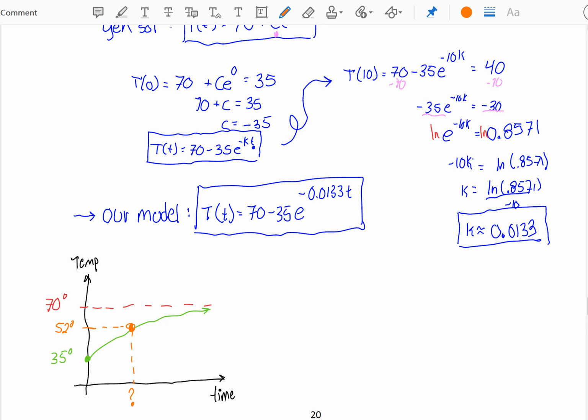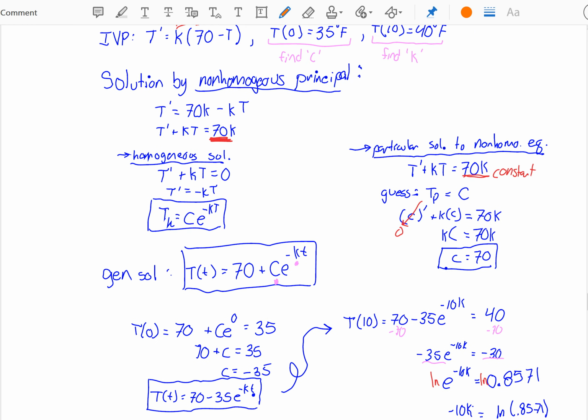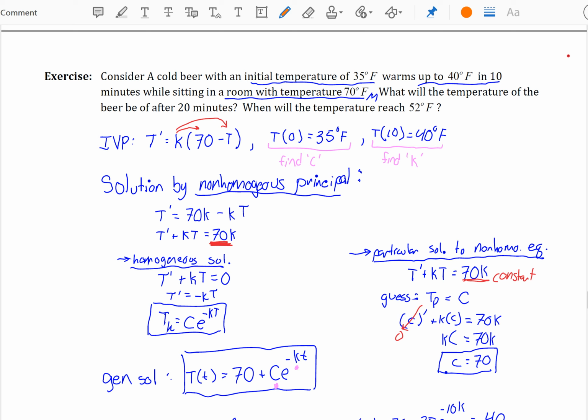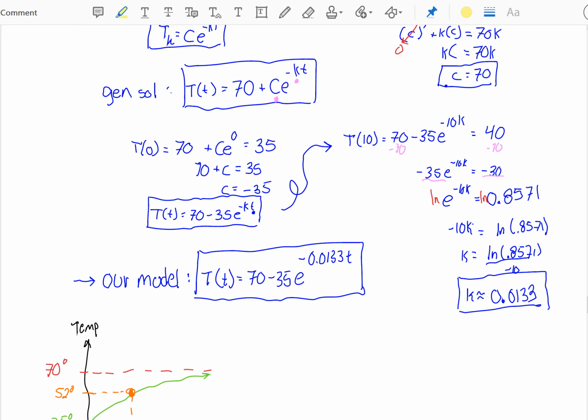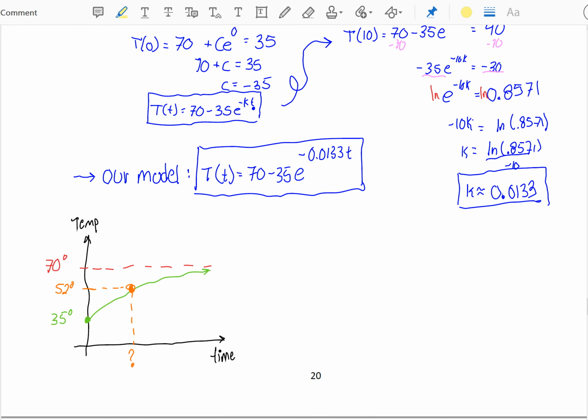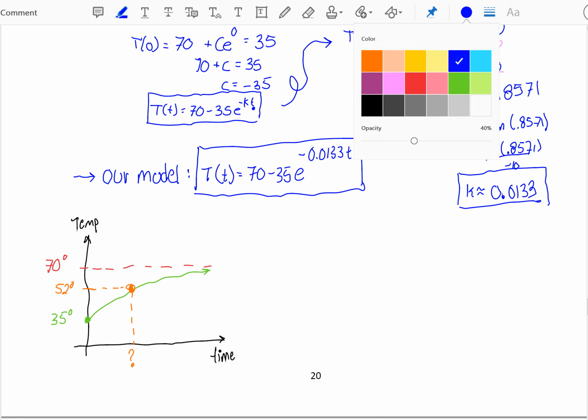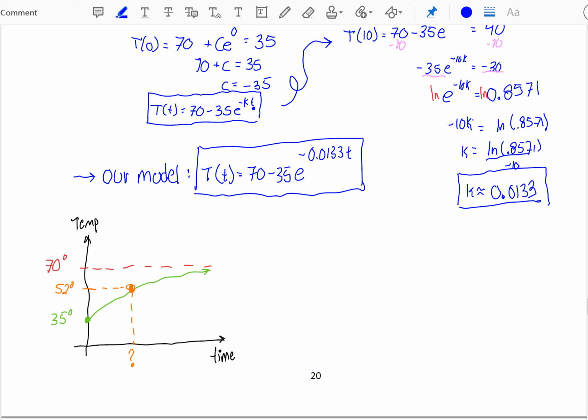Actually, I think I missed part of the question now that I'm thinking about it. I think there were 2 questions here. What will be the temperature after 20 minutes? And when will it reach 52? So there were 2 questions here. So I'm going to do the 52 degrees portion first. So when will it reach 52? Okay, we're being asked to solve this question.